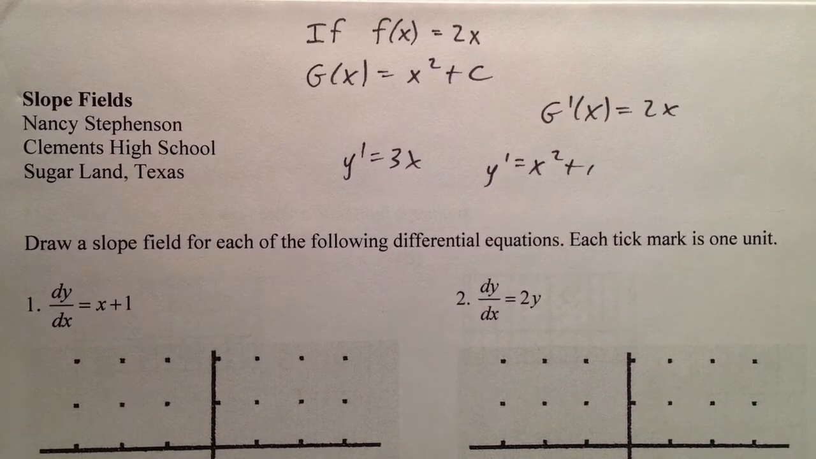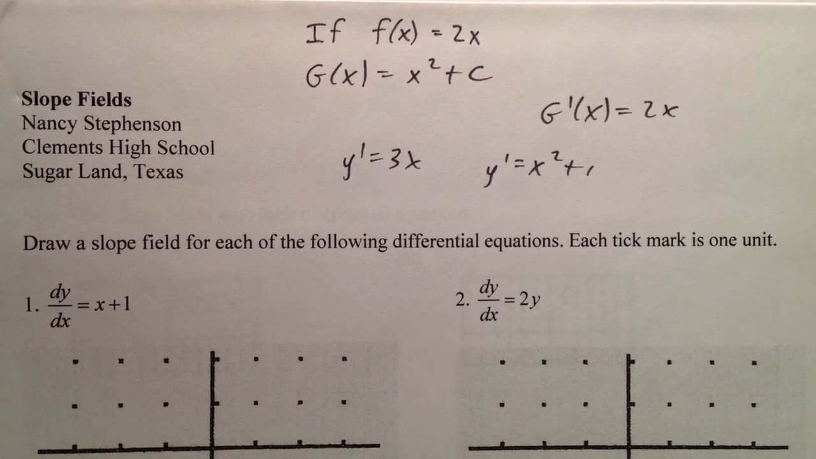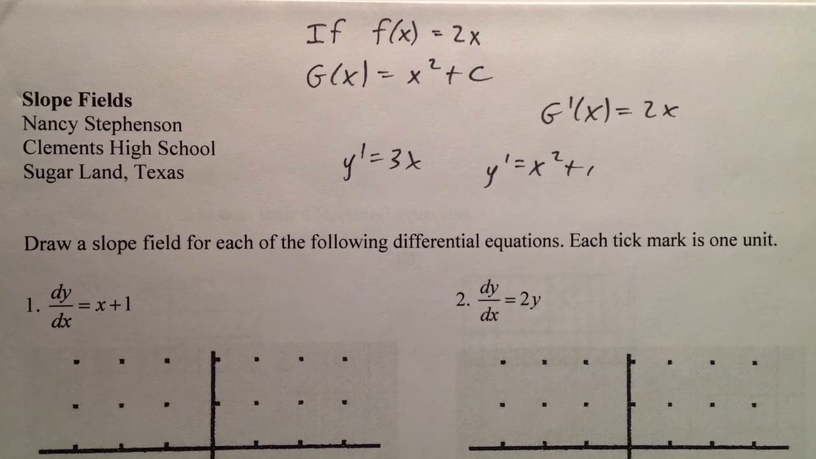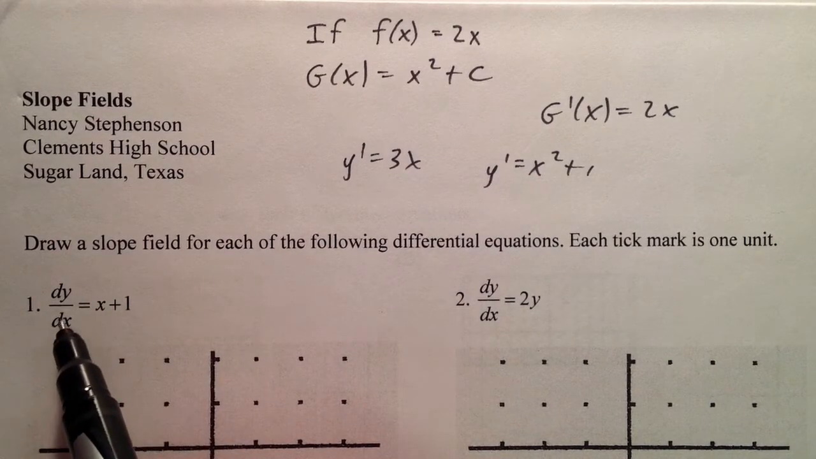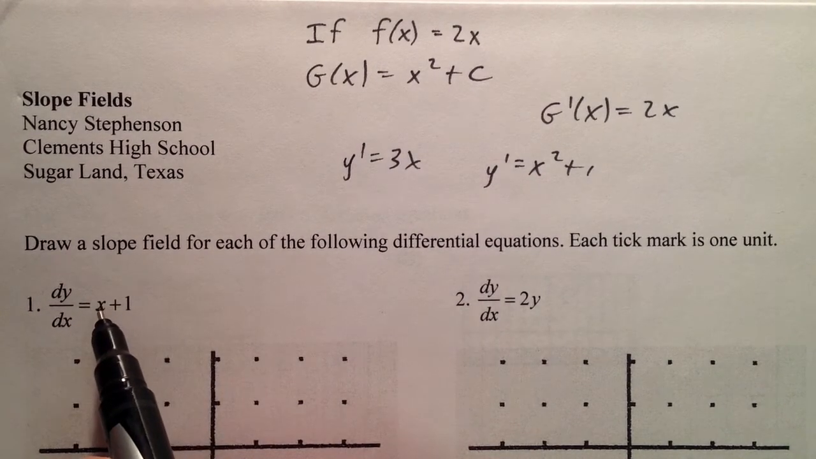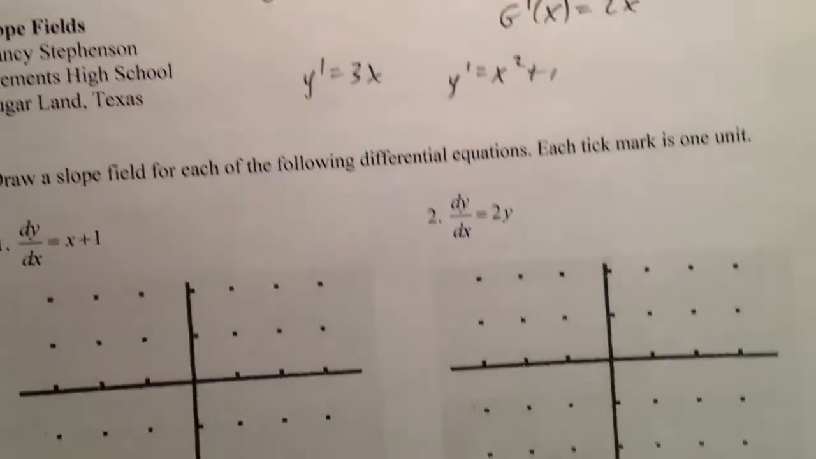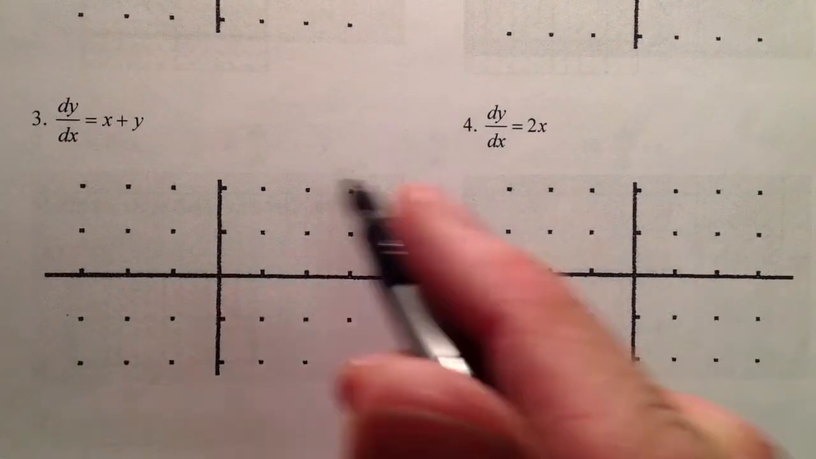Okay, so then we talked a little bit today about slope fields. A slope field consists of line segments with slopes given by the differential equation. The line segments give a visual perspective of the slopes of the solutions of the differential equation. So the differential equation could depend on just x, just y, or as you see down here in number 3, both x and y.